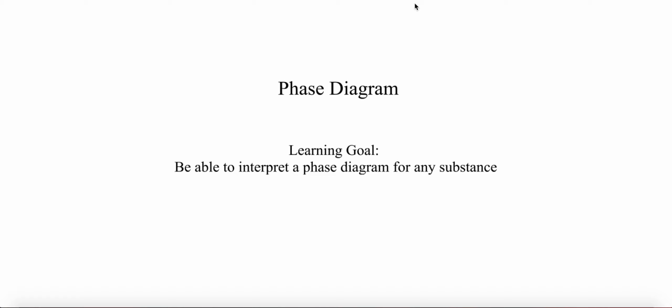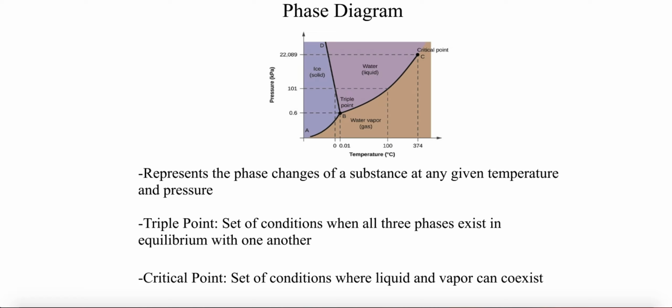Today we're going to talk about phase diagrams, and what we want to be able to do at the end of this is just be able to interpret one for any kind of substance. A phase diagram is basically a chart or graph indicating conditions at which a substance can exist at different states of matter. Usually they'll represent the pressure and the temperature and the different states of matter that a substance can be in. What you're seeing here is the phase diagram for water.